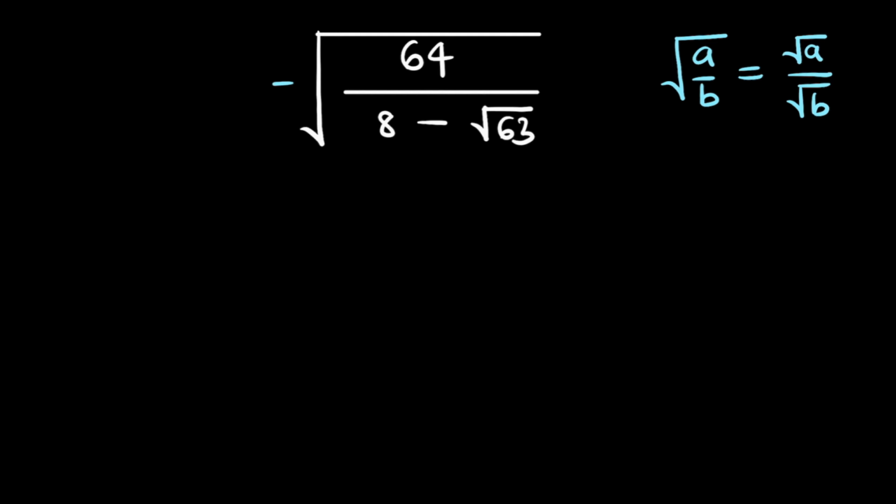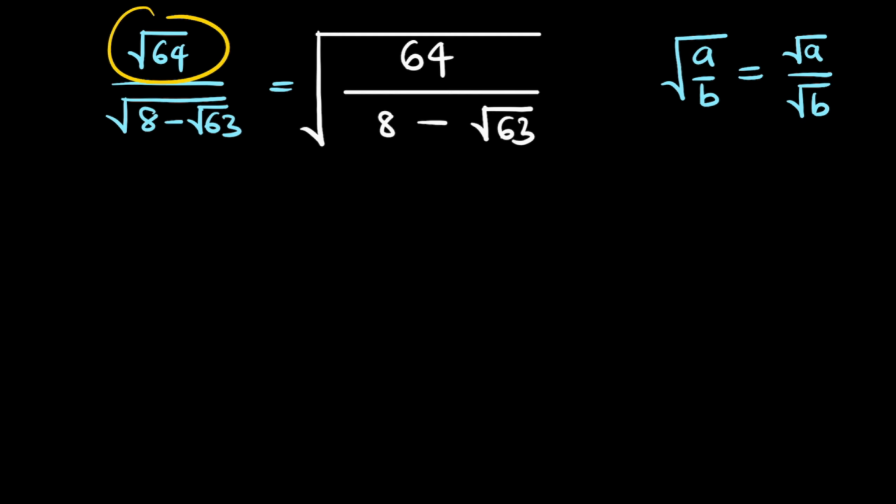Meaning for this expression, I can write this as the square root of 64, then divided by the square root of 8 minus the square root of 63. With that said, we know that the square root of 64 is 8. That means we now have 8 divided by the square root of 8 minus square root of 63.